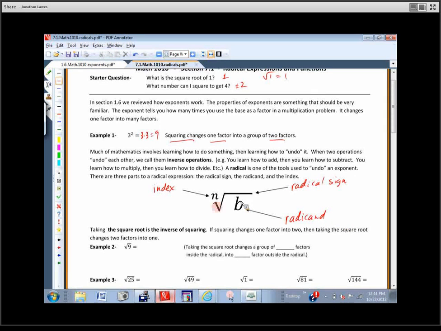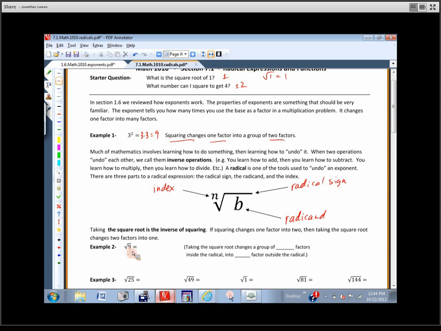So this is the radical sign. We tell whether or not it's a square root, a cube root, a 4th root, whatever root it happens to be by looking at the index. What's the little number that's in that little crook there? And whatever's underneath there, we call that the radicand. So on this problem right here, this is a square root. The index would be 2. We normally don't write it just because that's the most common one. It's just understood to be a 2 is the index, so it's a square root.